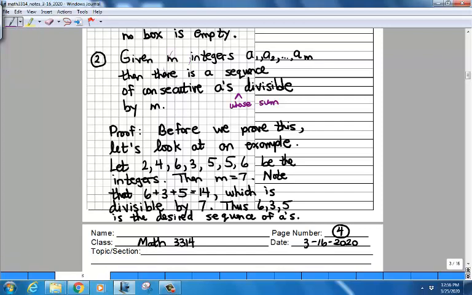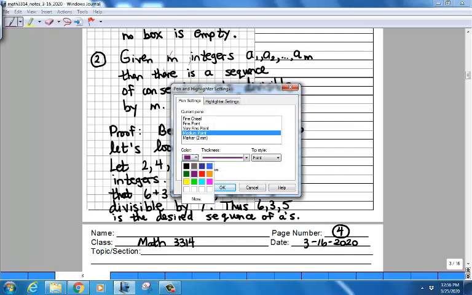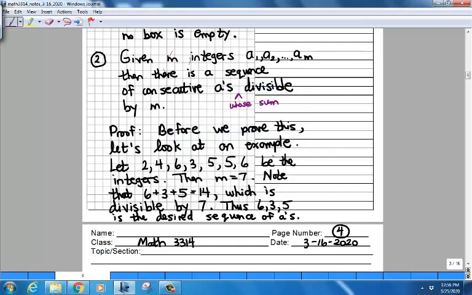And let me also change my pen color back to black. Before we actually demonstrate that this is true in general, let's look at a specific example of some collection of these positive integers, and let me show you what I'm talking about. So look at this collection of positive integers: 2, 4, 6, 3, 5, 5, 6. Again, we're not assuming that the numbers have to be written in numerical order, so this is mixed up a little bit.